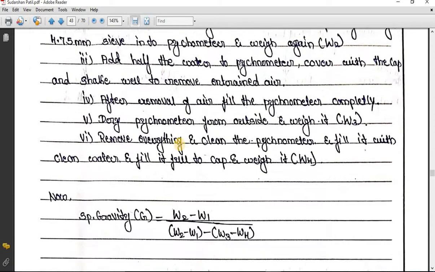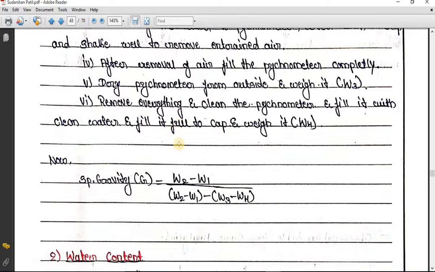It is a very simple method. It is the first experiment in your syllabus, so you can go through it later also. Anyway, I am going to show you the images of the pycnometer in the next session.